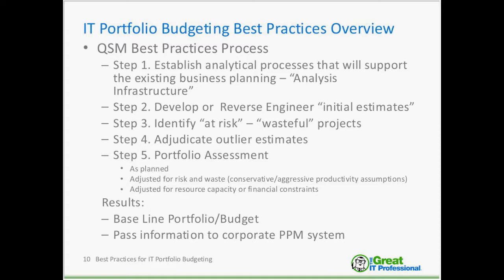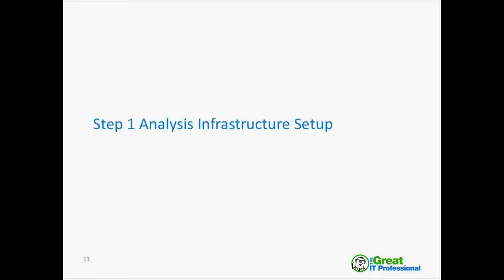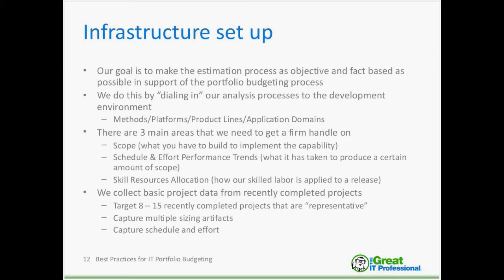So we'll take these step by step. And step 1 is going to be our infrastructure setup. So the goal of the estimation process is to make it as objective as possible. So this involves designing a fact-based portfolio budgeting decision process. We need to understand some of the demographics around the portfolio we're being asked to support. Ensure we gather relevant historical data to support our analysis.